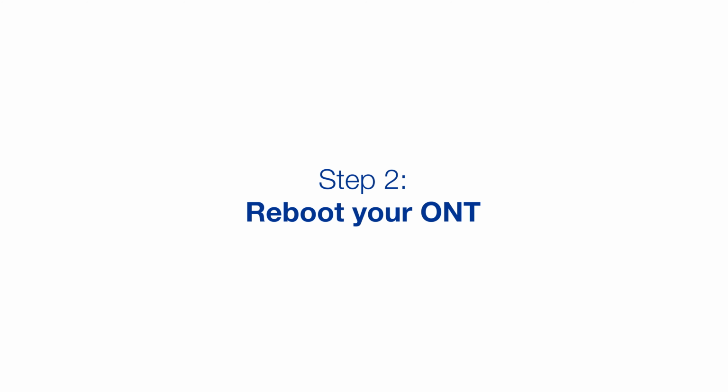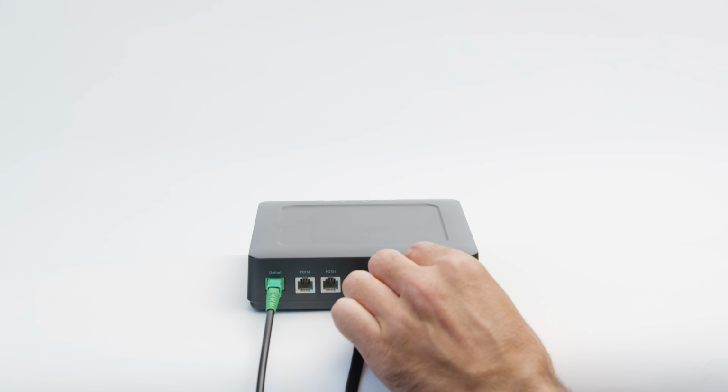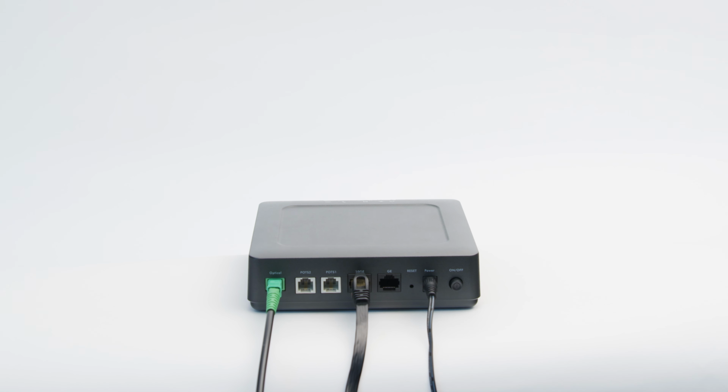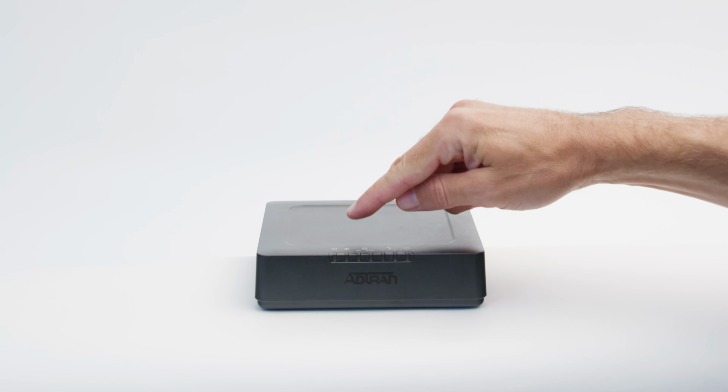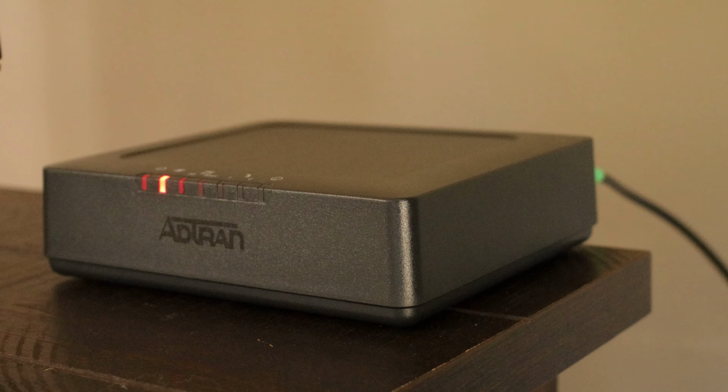Step 2, rebooting your ONT. To reboot, turn off the device using the power button. Unplug the power cable for 15 seconds. Then plug it back in and turn it back on. Once booted up, the lights on the front will indicate network search and device communication.